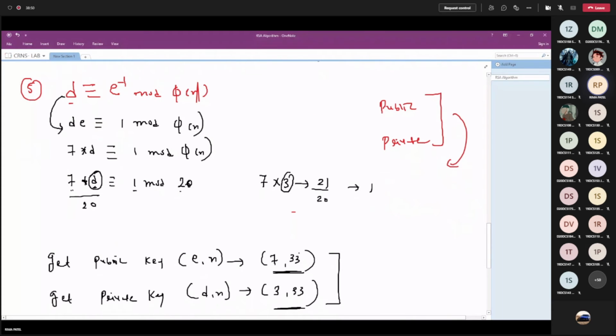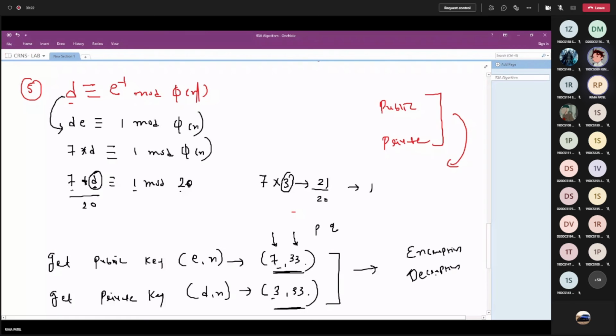Okay. Now I need to get the public and private key. The public key is the pair (E, N), and the private key is (D, N). E we have chosen, and N we have calculated from the multiplication of the two prime numbers P and Q. So (7, 33) is your public key and (3, 33) is your private key. Now we know the equations for encryption and decryption.